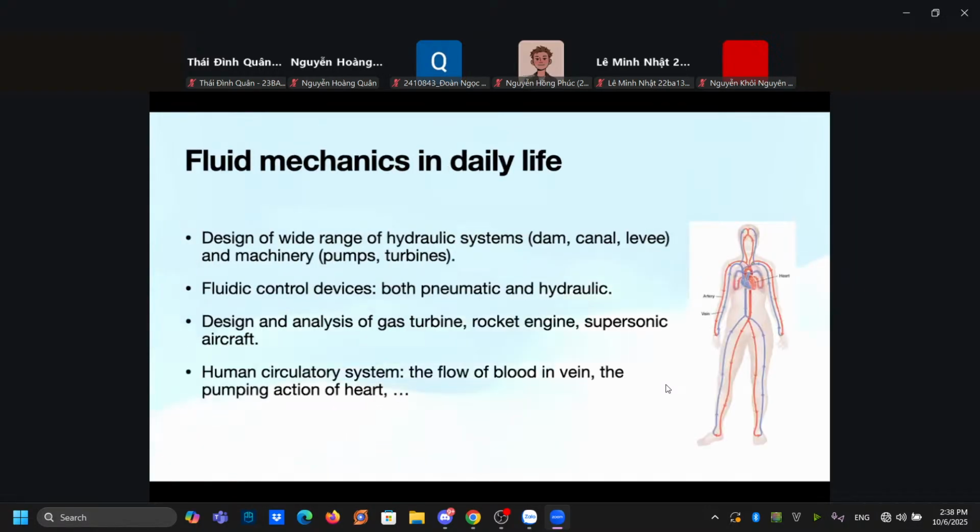Here are some examples of fluid mechanics in daily life. For example, design. I already mentioned before the design of hydraulic systems, the dam, the canal, the levee, and machinery like the pump or the turbines. Or you have fluid control devices, which can be both pneumatic and hydraulic. Then you have the design analysis of the gas turbine, rocket engine, supersonic aircraft. Or in our body, you have the human circulatory system. So we study the flow of blood in the veins, the pumping action of the heart, etc.